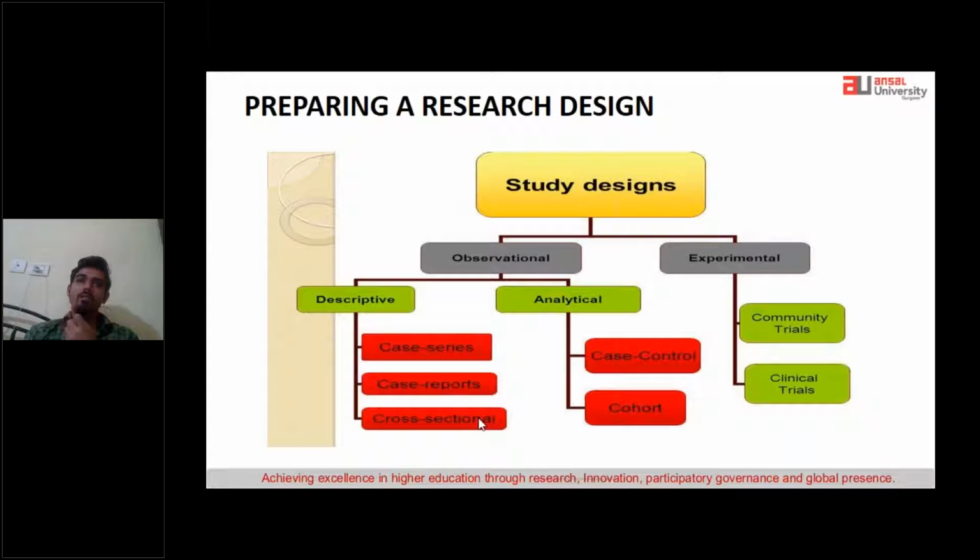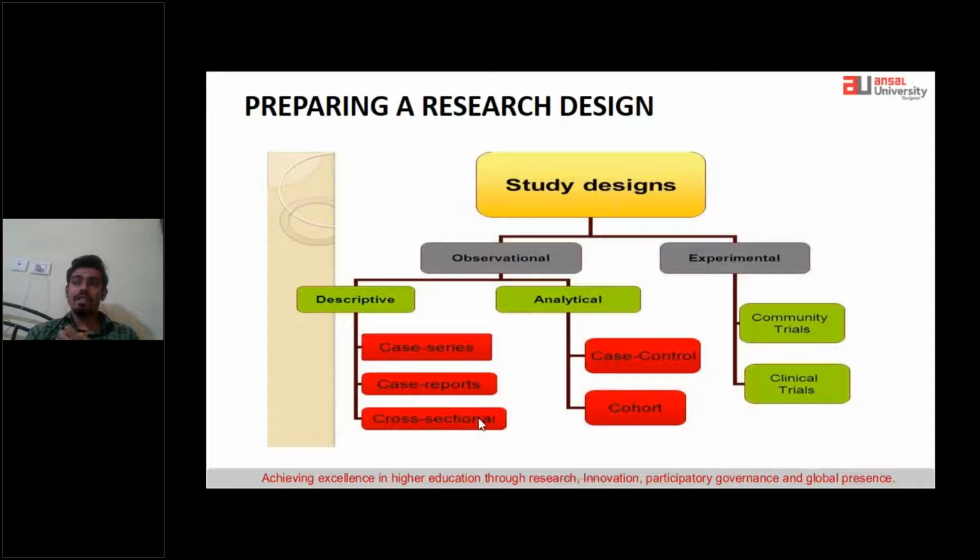Cross-sectional studies are mainly one-time studies. Your subject comes to you, you take whatever information or findings you wanted to take, those measurements, and let the patient go. These are all cross-sectional studies. Case control studies have two groups. One is a case group, the other is a control group, and you compare between them and see what the difference is between the cases and the controls.